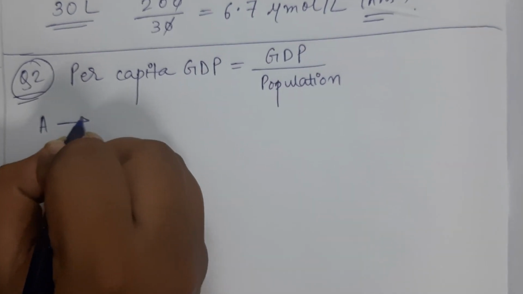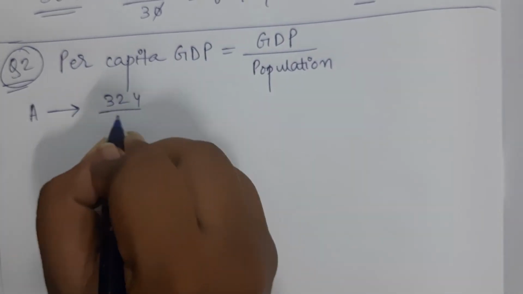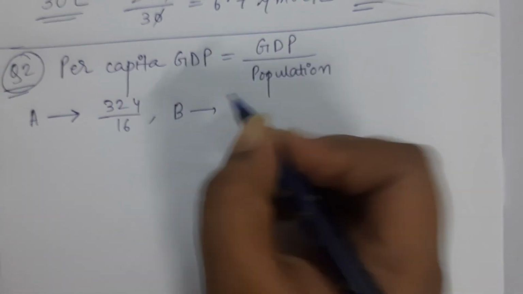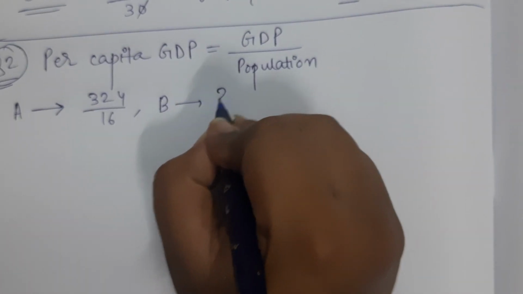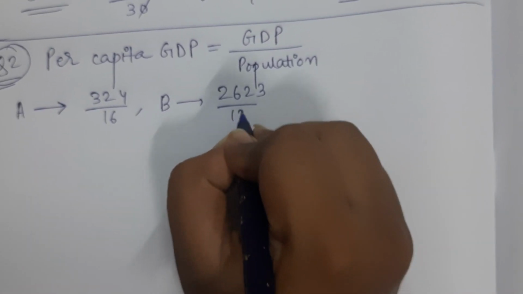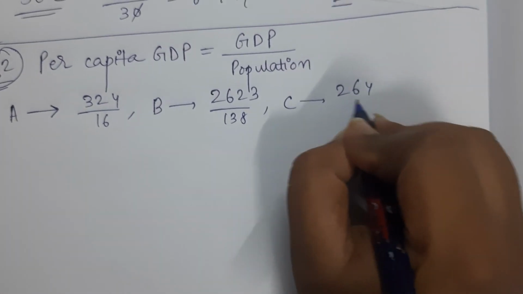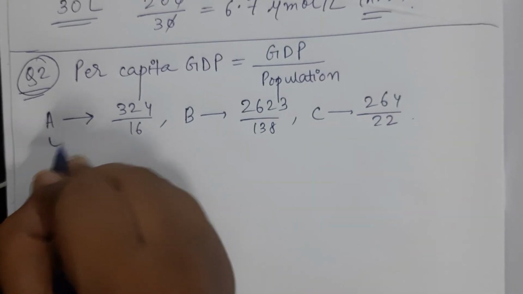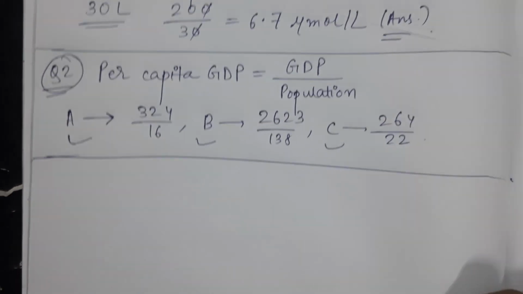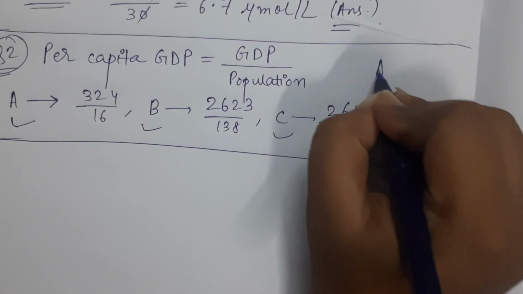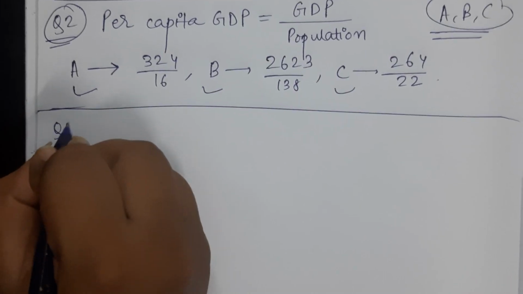So for A, which is the blue one, you can write 324 divided by 16. For B, which is the red one, 2623 divided by 138. And for C you can write 264 divided by 22, and then you can write them in decreasing order. So this is question number 2. Probably the correct answer is A, B and C. You can check.